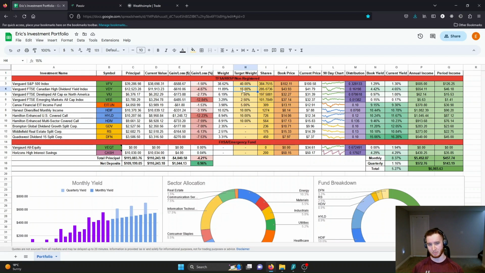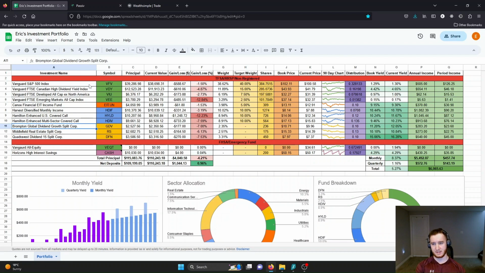Even Canada will outperform these in general, I think, too. So that's why I have a much higher percentage in these. But we'll see as market conditions change, I can change my target weight and adjust these as needed. So that makes up the growth portion of my portfolio.